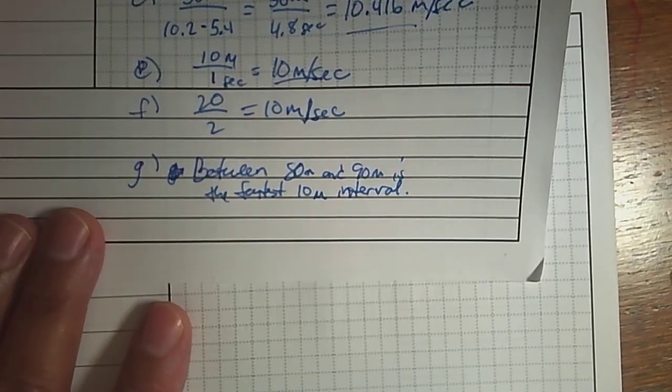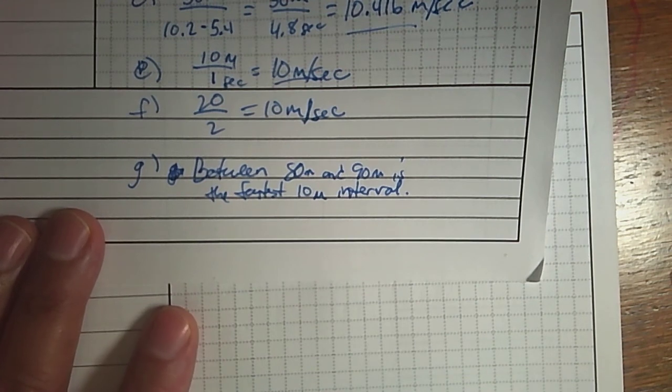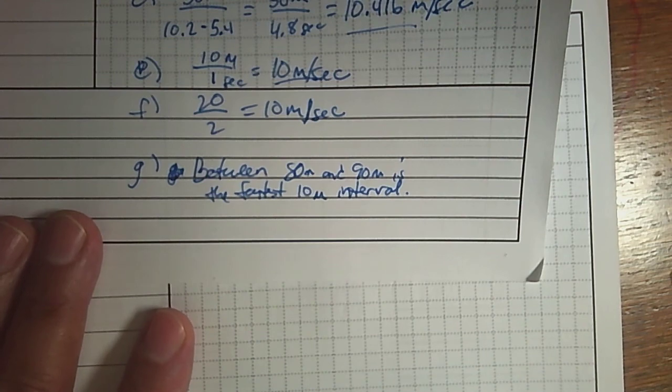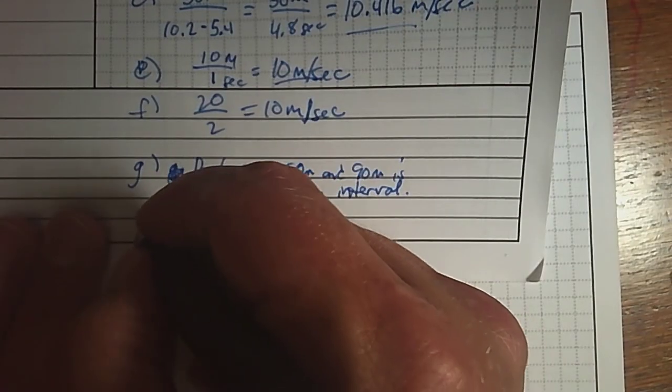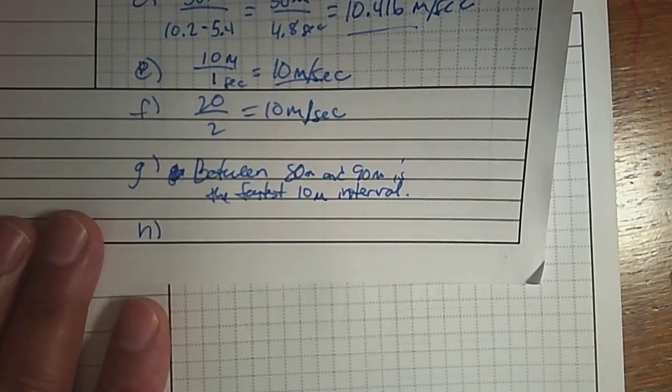So between 80 meters and 90 meters is the fastest 10-meter interval. Why? Because it took the least amount of time to cover the 10 meters. And that's what makes it the fastest. All right, last one in this group, H.